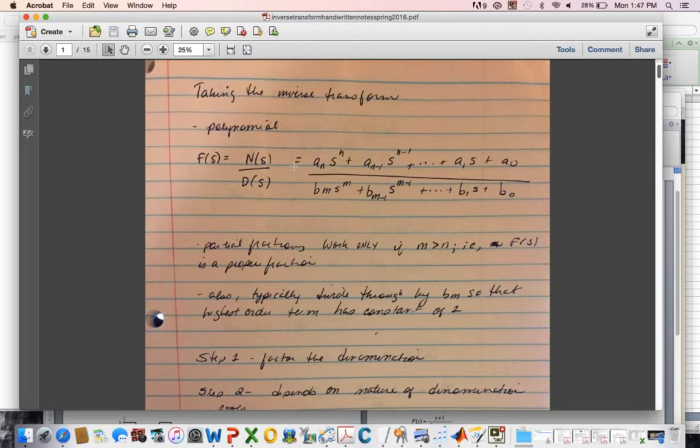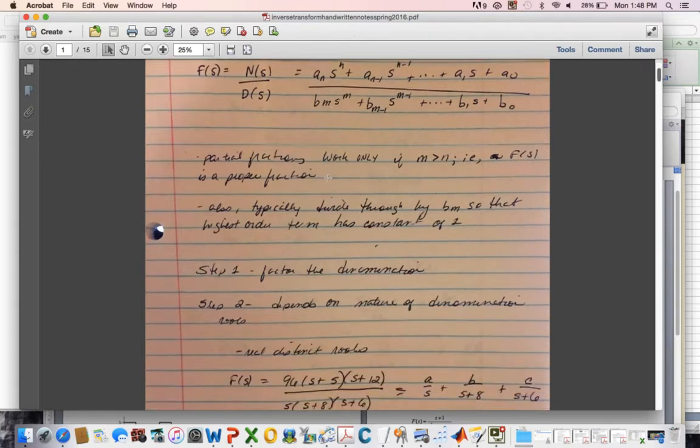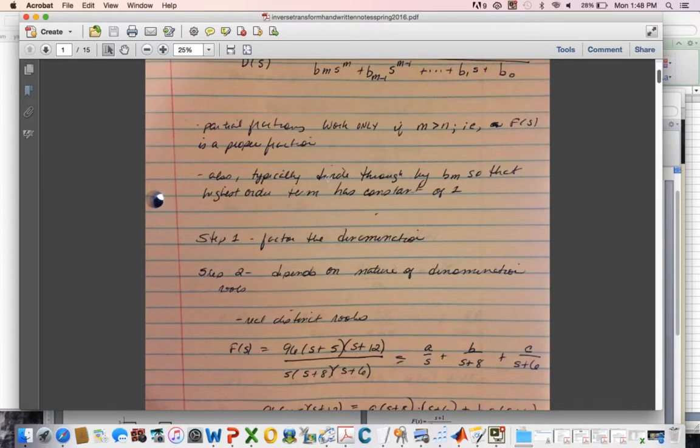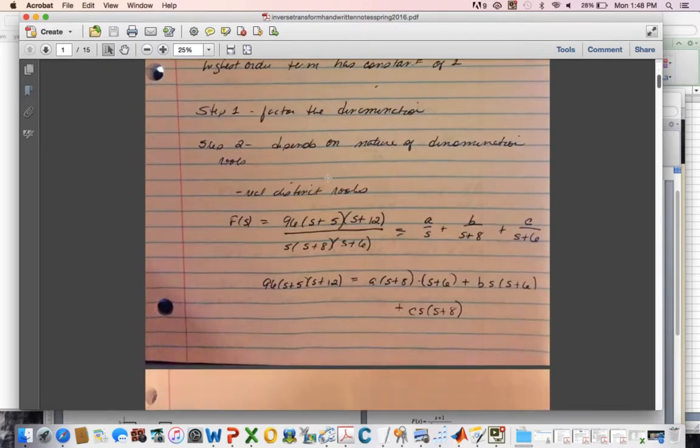The other thing is you want your denominator polynomial to have a coefficient of 1 on the highest order term. So typically you would want to divide out this b sub m so that this s to the m has a coefficient of 1. So the first step is you want to factor the denominator. Now, if you have a higher order denominator, say higher than second order, you want to use MATLAB or some other computational tool to do your factoring. But a lot of times, for a lot of reasons, we have the function already factored.